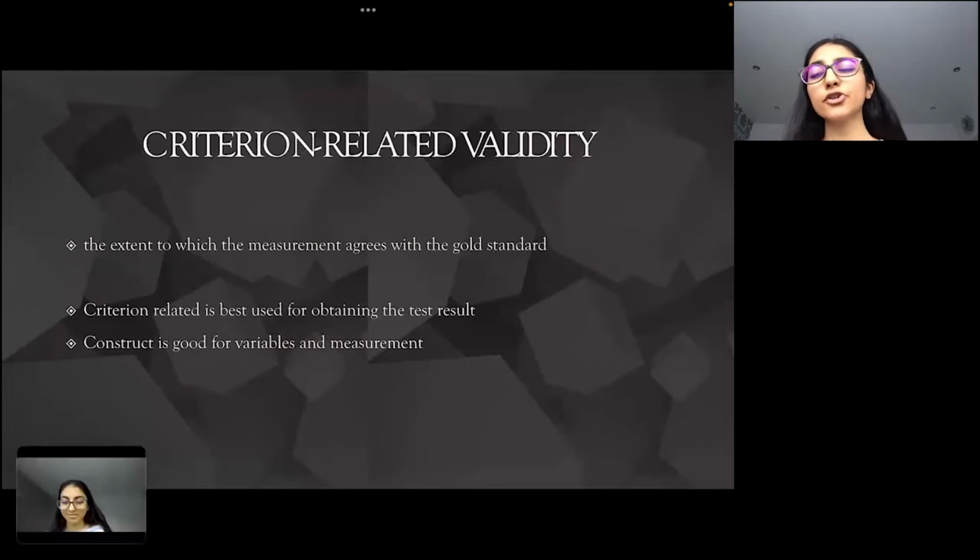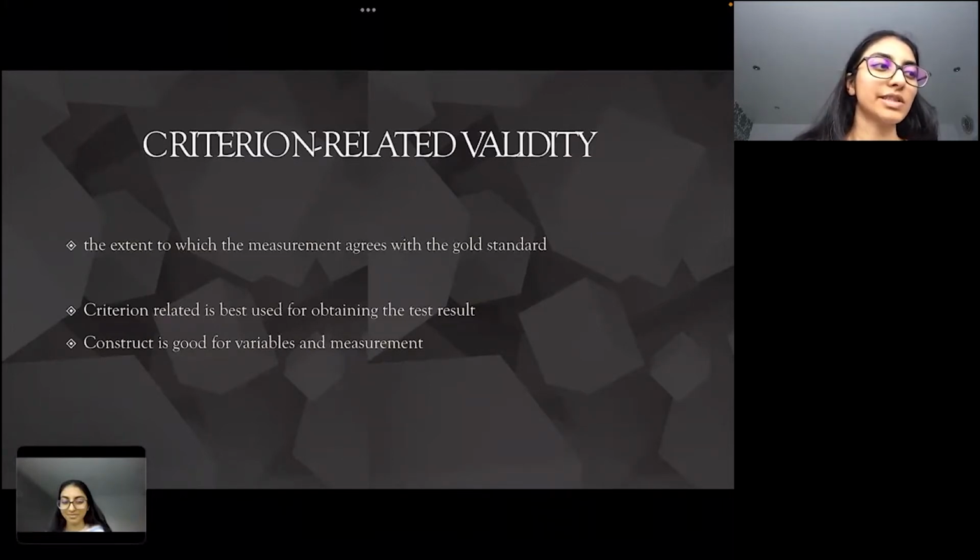Okay, so there's also criterion-related validity. I remember the first time I came across this, construct validity and the two are really quite similar, so it's quite hard to differentiate between the two. I'll try my best, but especially try to understand the overall concept behind it, so that you know what you're looking for when you examine the literature. Criterion-related validity is a measure of the extent to which the measurement agrees with the gold standard. So that's the key there. Whereas construct is how good the measurement is at identifying what it is that you want.